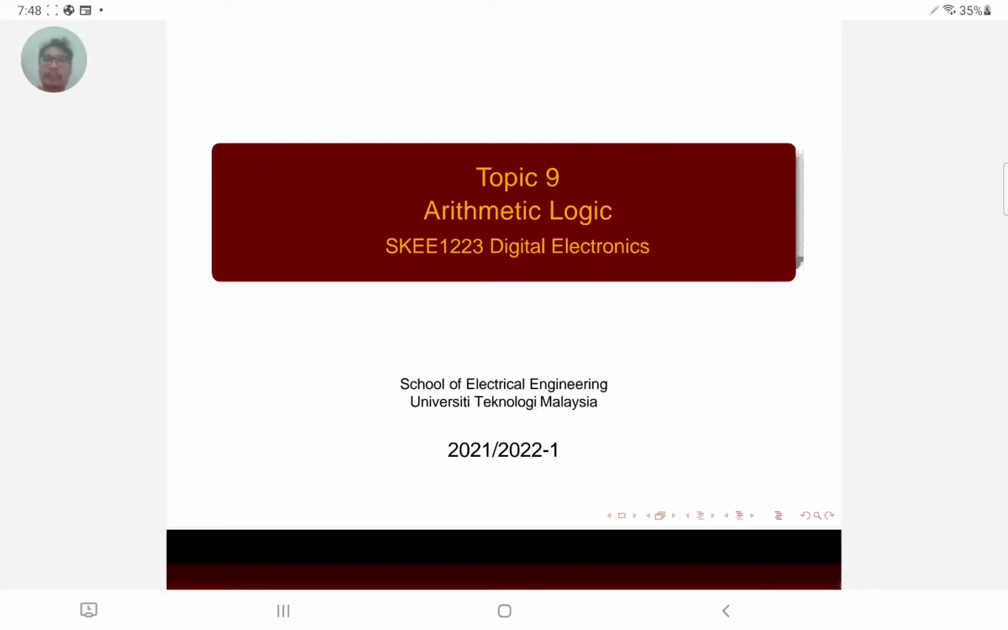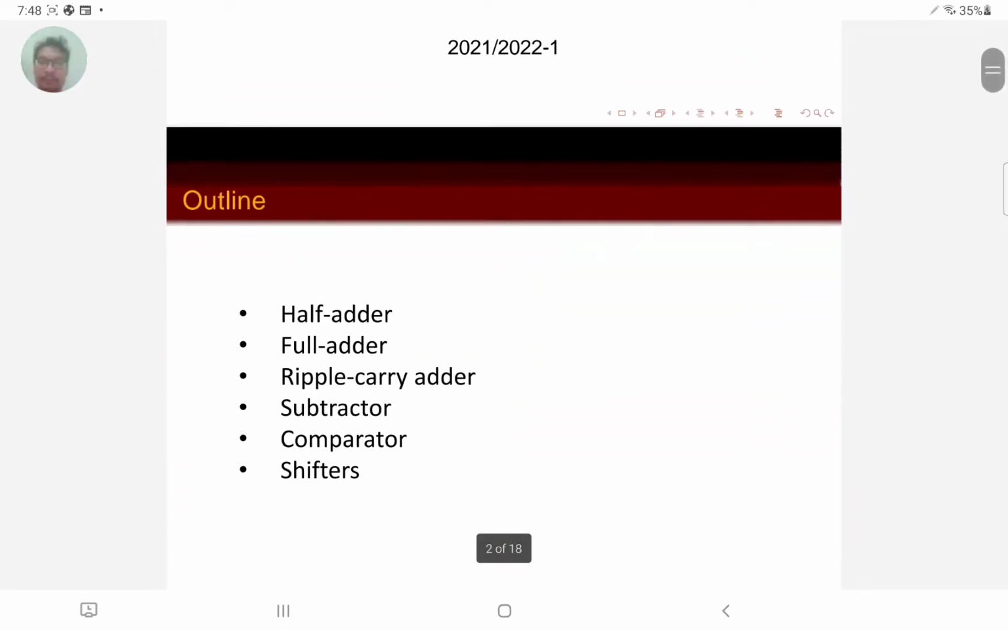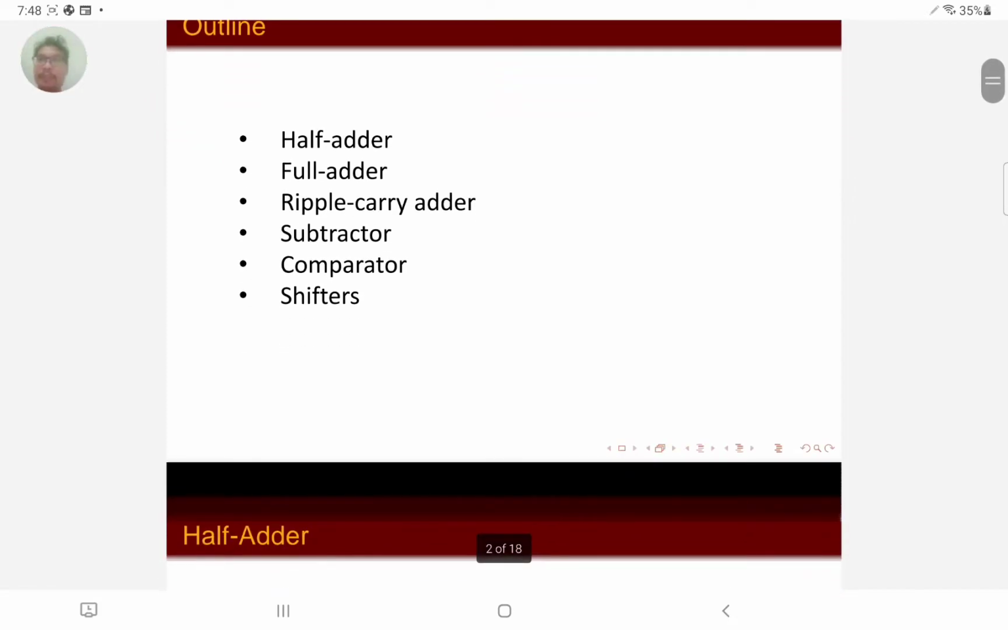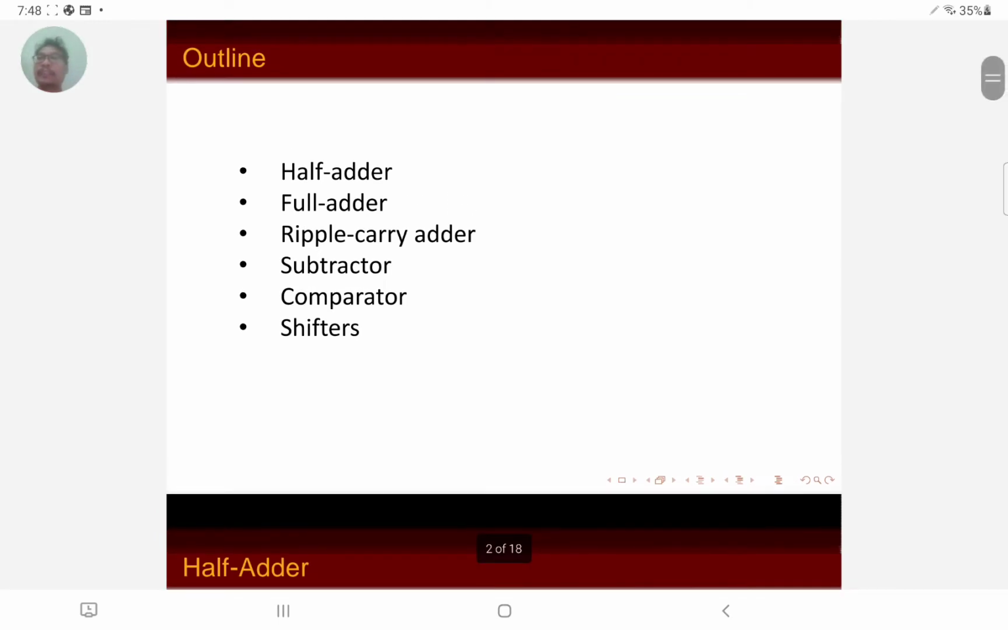Okay, so let's proceed with our next topic here, topic 9, arithmetic logic. These are the topics we're going to cover. We're going to look at the half adder, the full adder, combining the full adders to obtain the ripple carry adder, followed by the subtractor, comparators, parity generators as well, and finally we're going to look at the basic shifters.